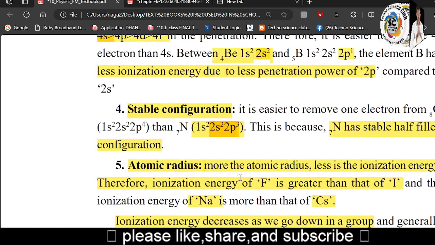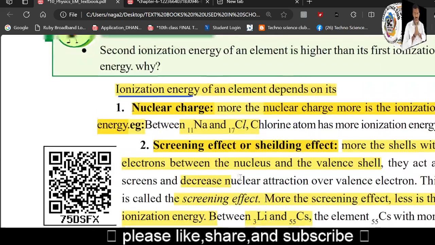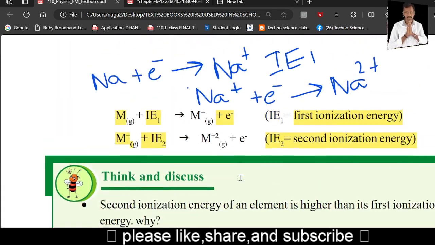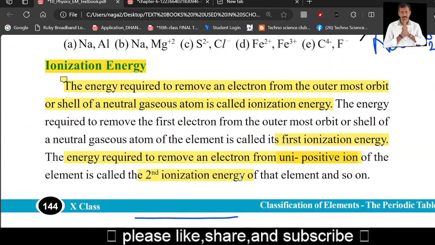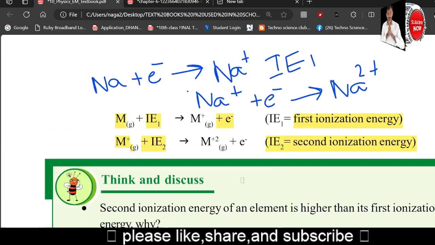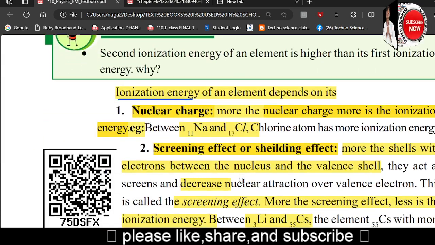So these are the 5 factors that affect ionization energy. In this class you learned what ionization energy is, how it varies in groups and periods, and what the factors are that affect ionization energy. So these topics are covered in this class.